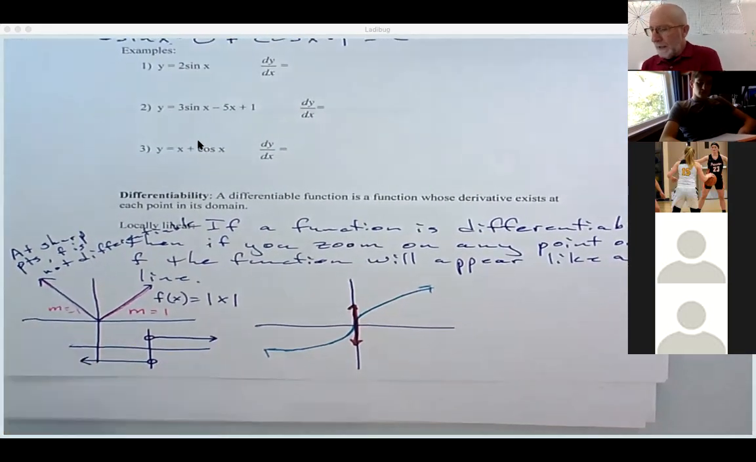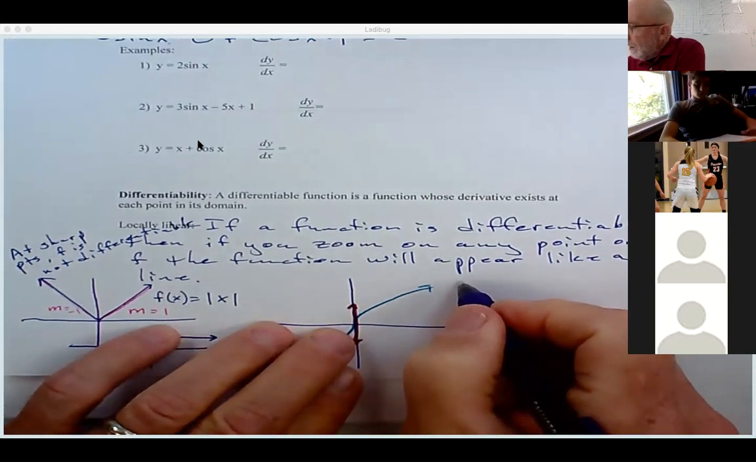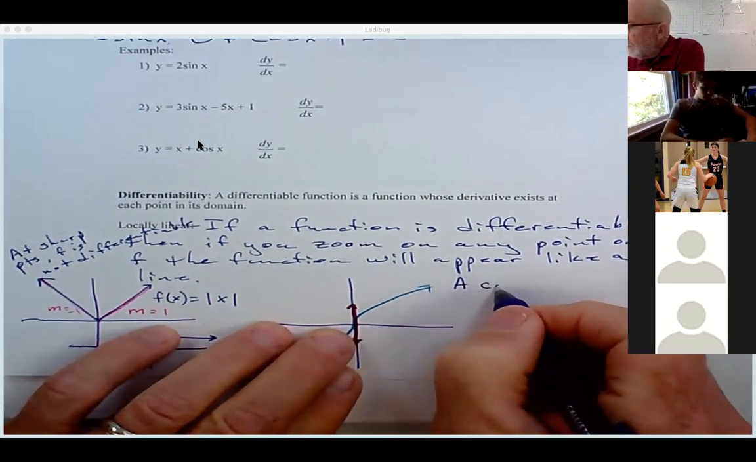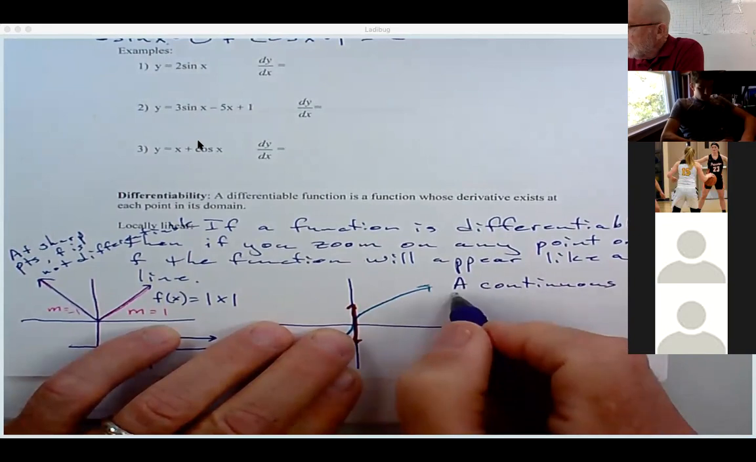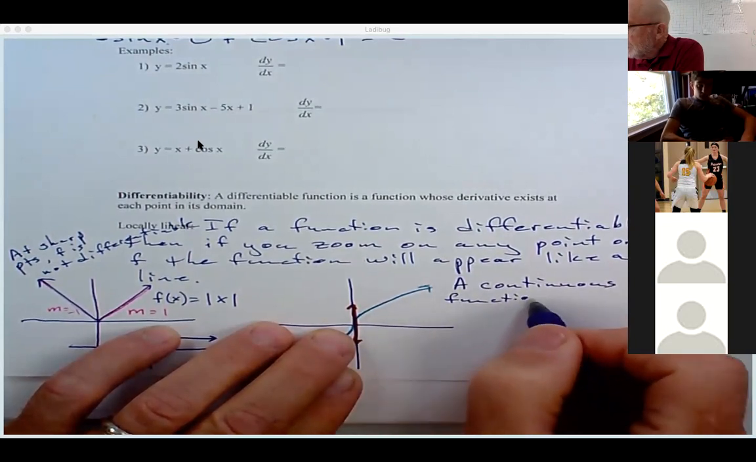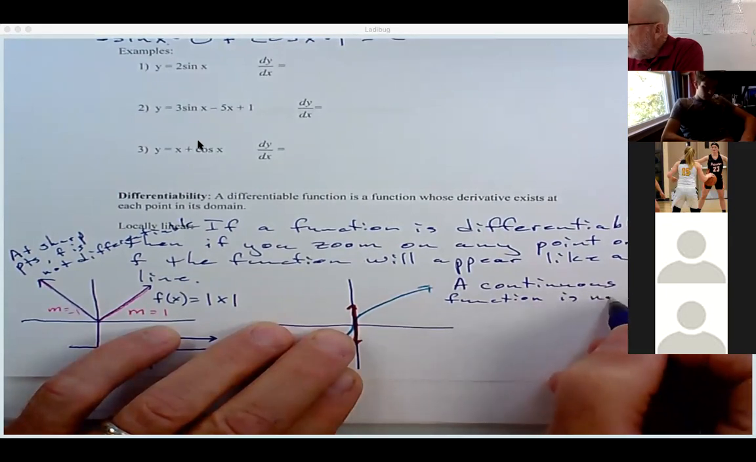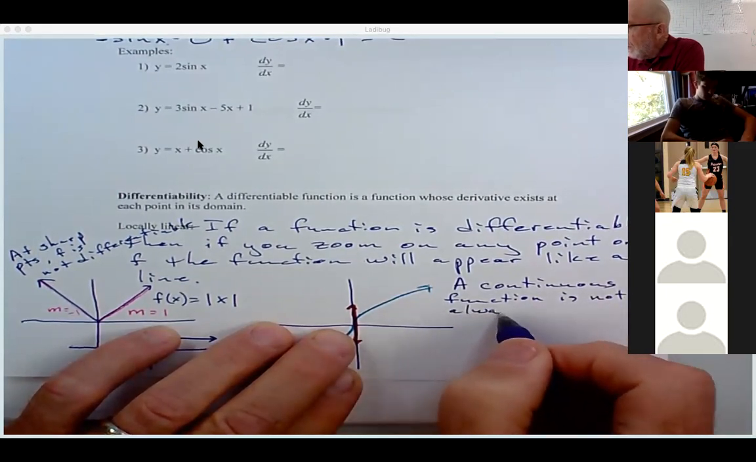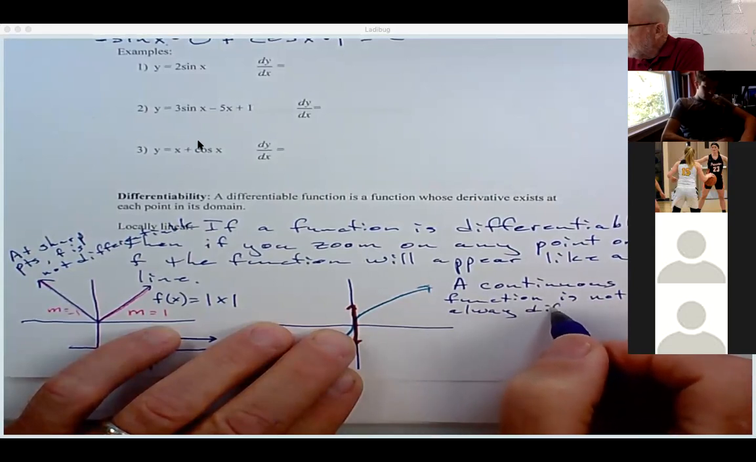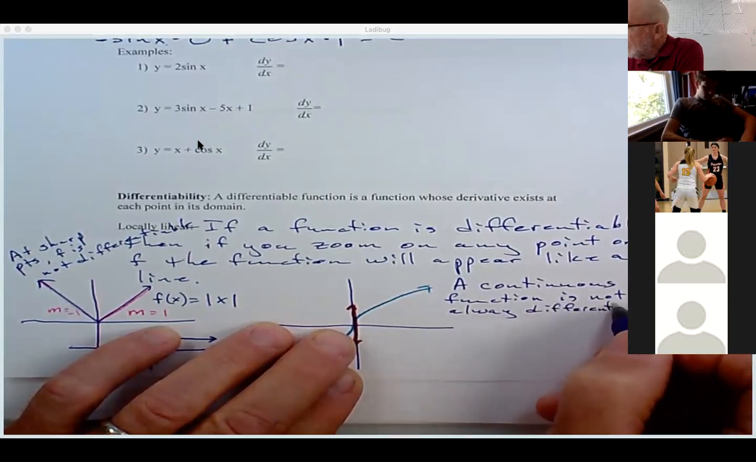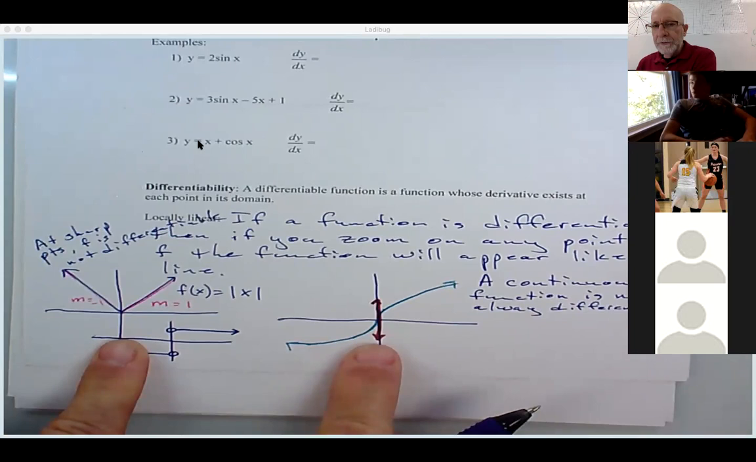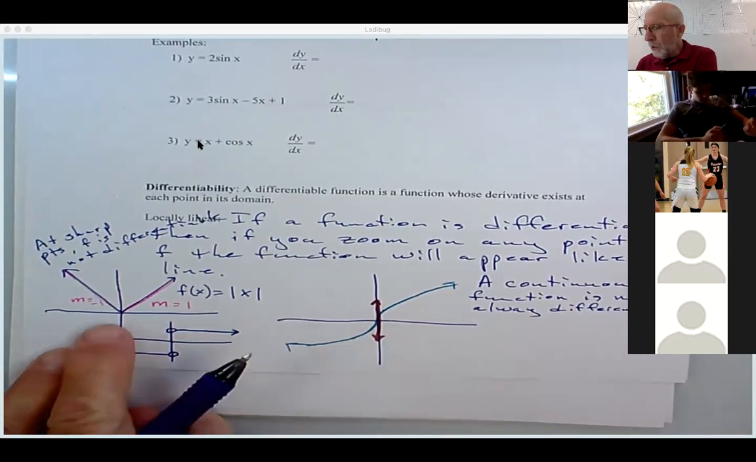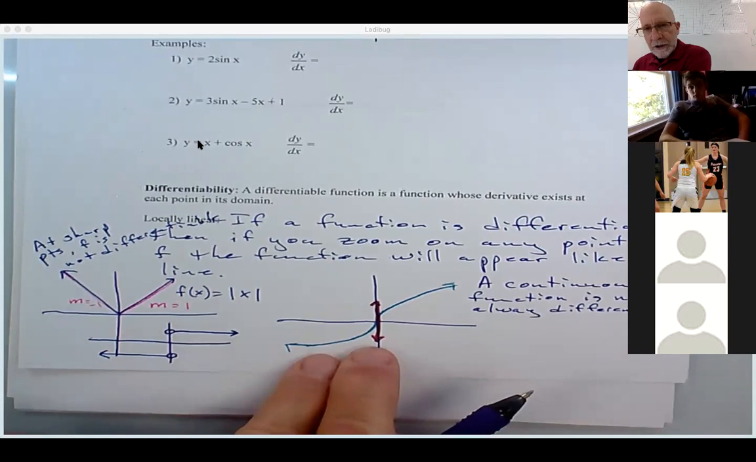So what we say is this. A continuous function is not always differentiable. And here are my two examples of graphs that are different. Sharp point, vertical tangent line.